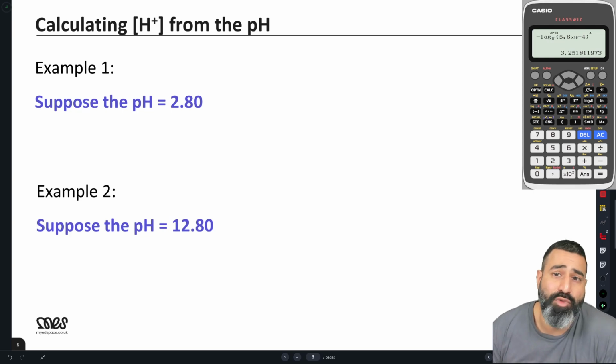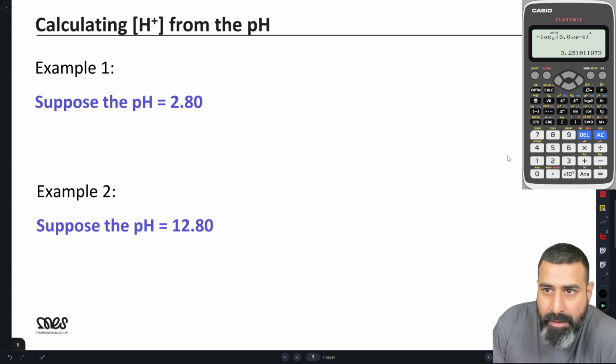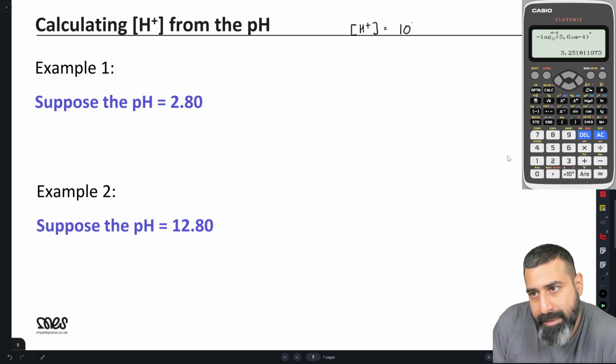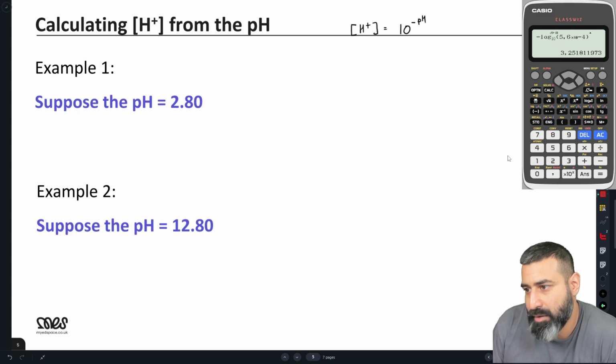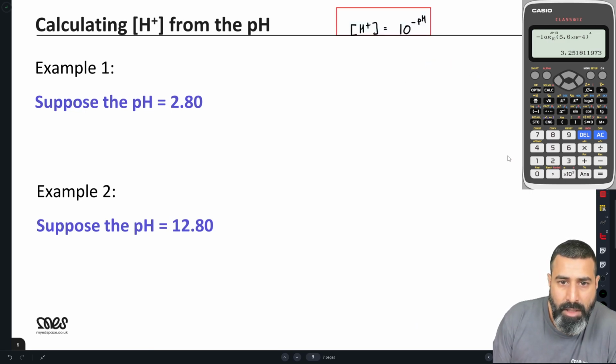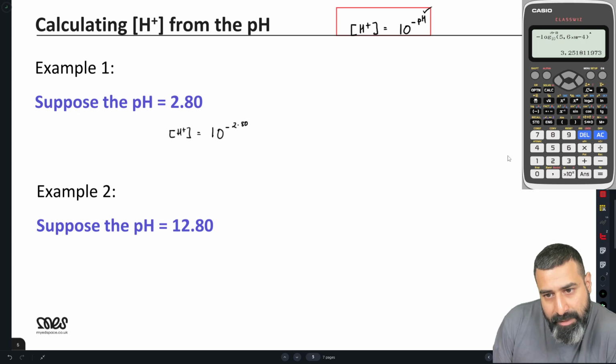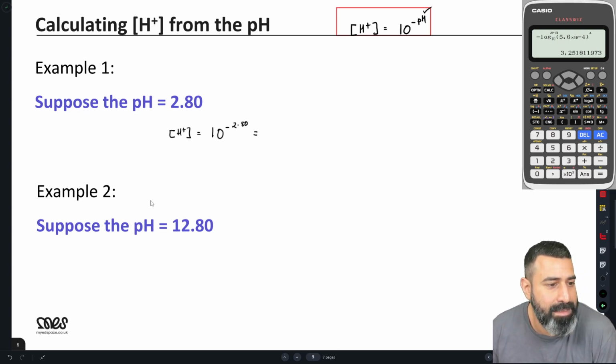So now what we're going to practice is calculating the hydrogen ion concentration from the pH. Another equation that we need to remember is that the hydrogen ion concentration is equal to 10 to the power of negative pH. So remember that equation, guys. Very useful. I know the pH now, so I know that term. So all I do is substitute that value in. My hydrogen ion concentration is 10 to the power of minus 2.80. And let's see what we get.